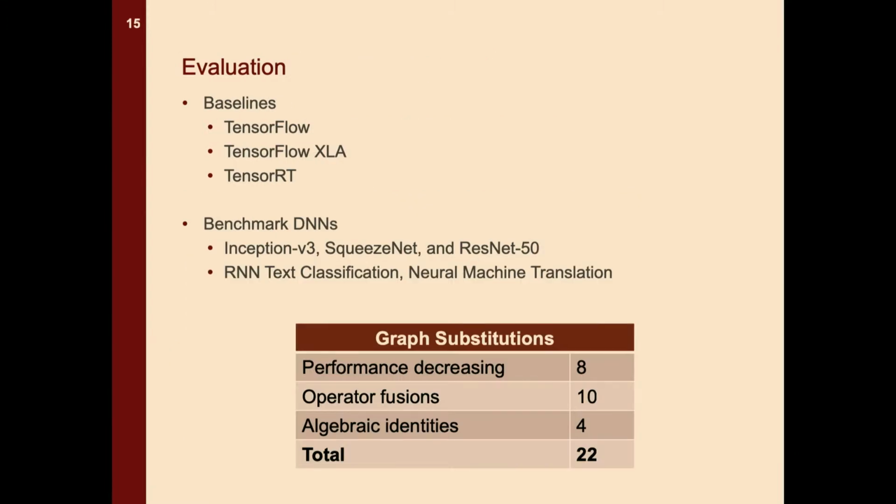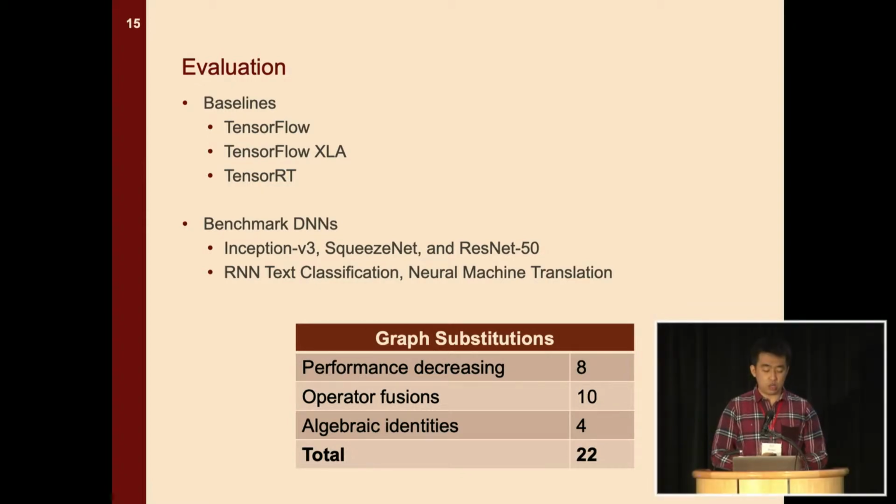Okay, all right. So we have evaluated and compared our idea with several existing baselines. One is TensorFlow, the second is TensorFlow XLA, and the third one is TensorRT. These are existing DNN graph optimizers for GPU. And we consider 5 DNN benchmarks, 3 for image classification and 2 for language tasks.